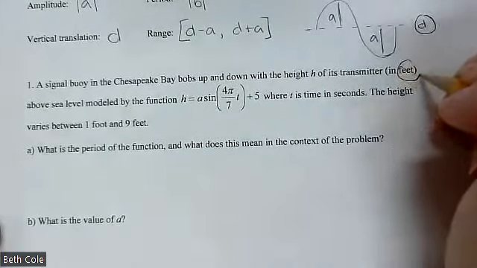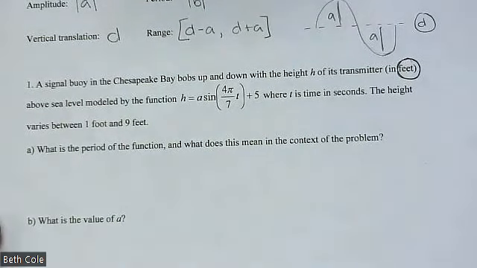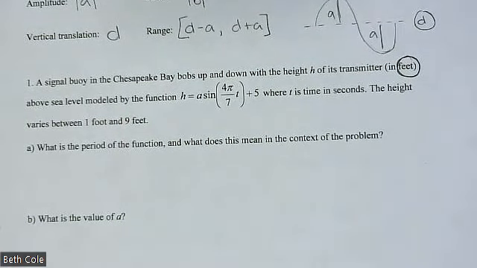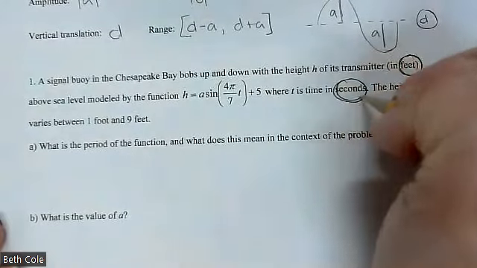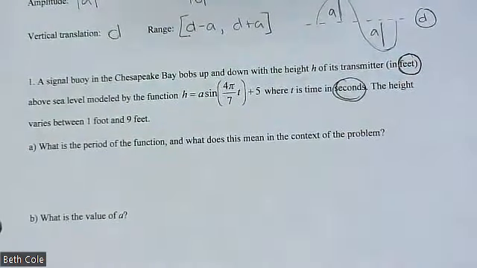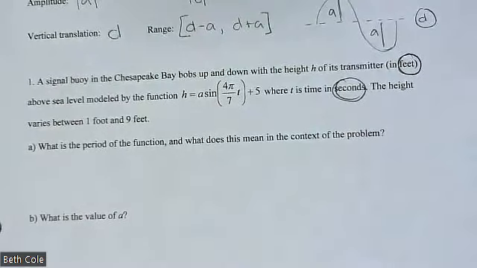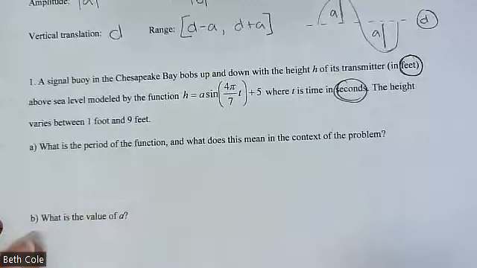We have feet as our units for distance. And then what's our time unit? Can you find that in there? Seconds. Okay, so just make sure you put units with your answers. The height varies between 1 foot and 9 feet. So they're telling you the low point is 1, the high point is 9 feet up. So what is the period of the function?